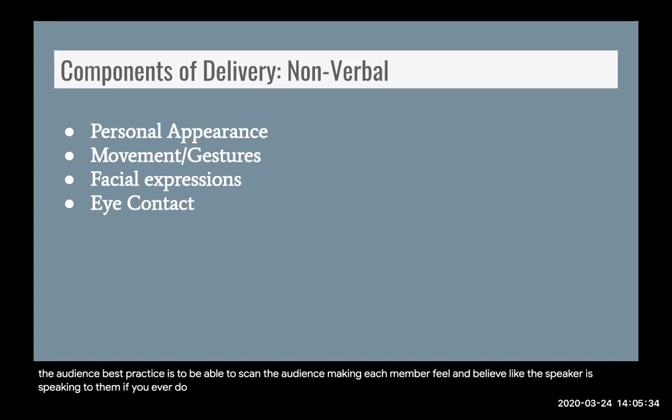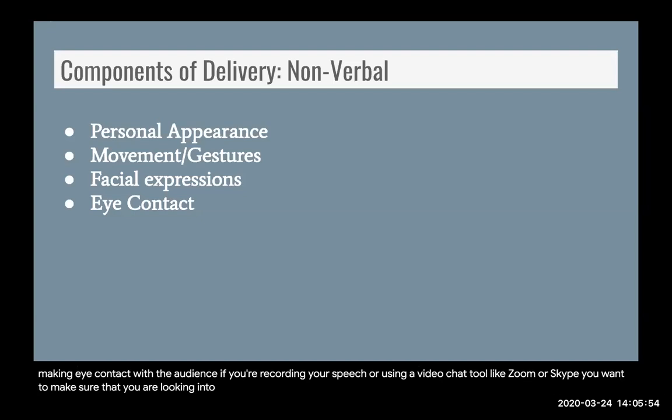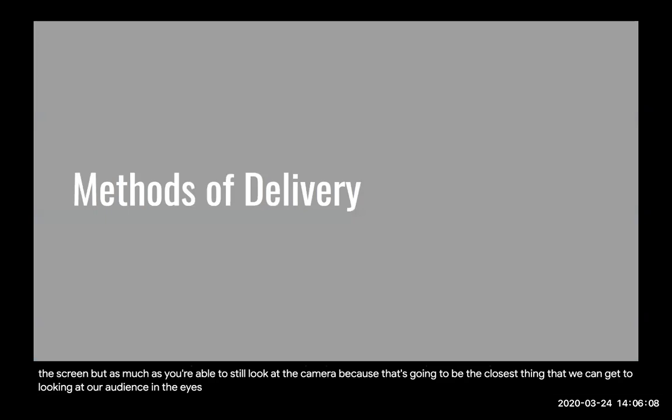If you ever do online, virtual, recorded speeches, eye contact might look a little bit different. Instead of making eye contact with the audience, if you're recording your speech or using a video chat tool like Zoom or Skype, you want to make sure that you are looking into the camera. It's going to be really tempting to be looking at yourself in the side of the screen, but as much as you're able to, still look at the camera, because that's going to be the closest thing that we can get to looking at our audience in the eyes.